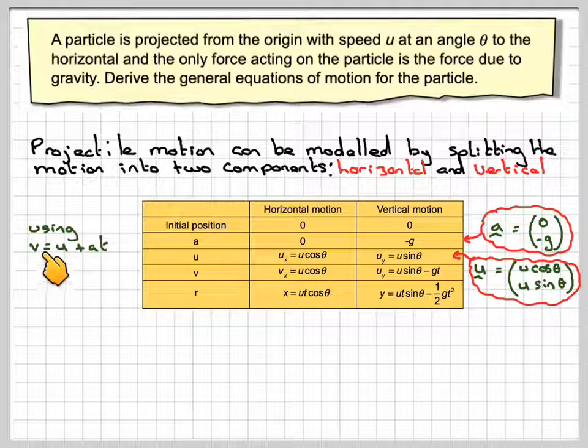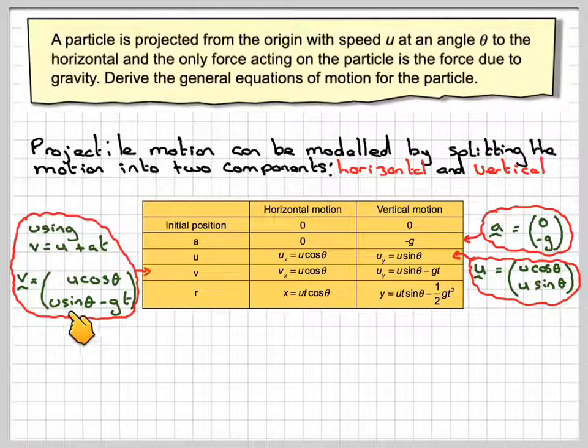using v = u + at. Then the horizontal component, there's no acceleration acting, because the acceleration is acting vertically downwards only, so it's going to be u cos theta. And the vertical component will be u sin theta minus gt, using u + at, u being u sin theta, so u sin theta minus gt.